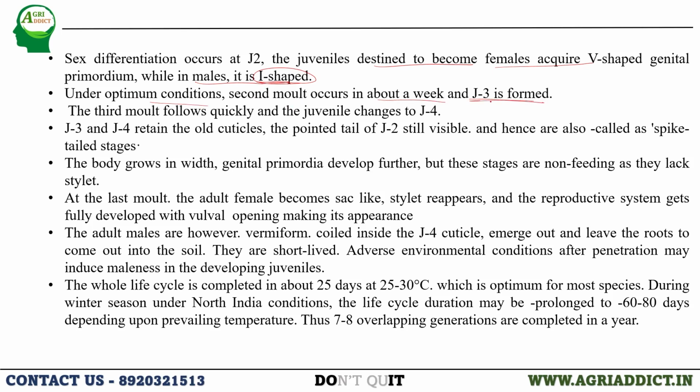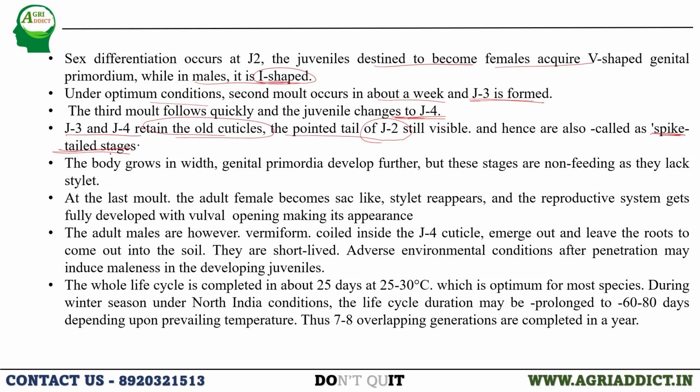Here the second molting will occur outside, and there it starts forming into J3 stage. Immediately after J3 has been formed, one more molting will take place, which leads to the formation of J4, that is the J4 stage before the adult stage. And now the J3 and J4 will retain the old cuticles seen in the J2 stage. In that, the pointed tail of J2 is still visible, attached to the J4 and J3 stage, which is known as spike-tailed stages.